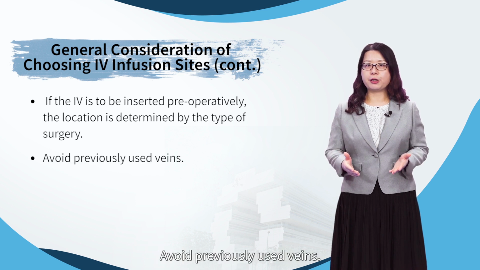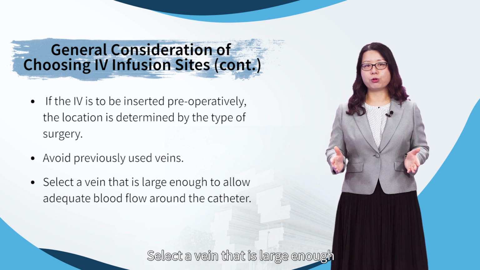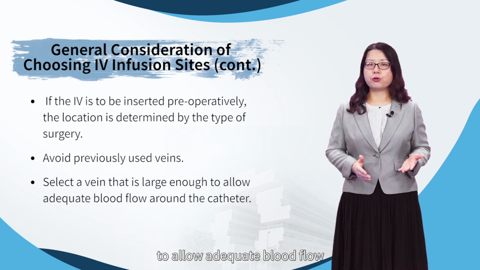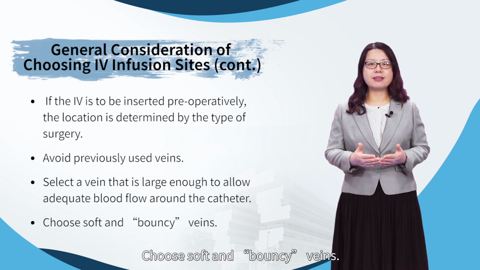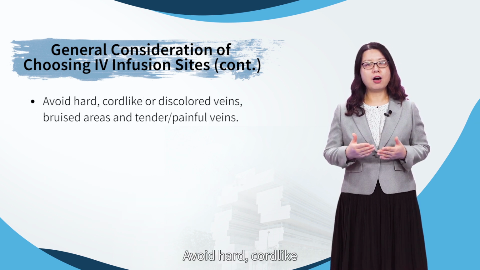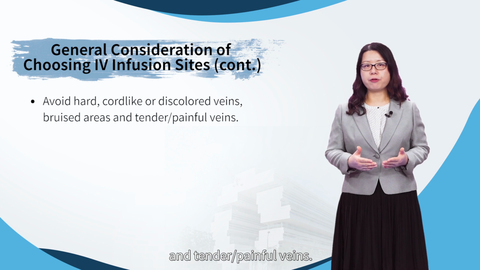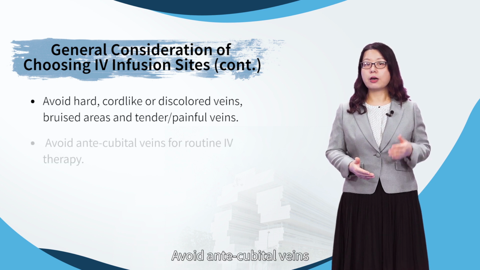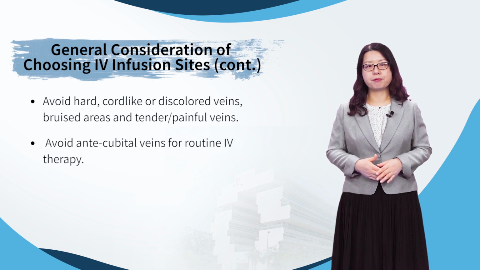Avoid previously used veins. Select a vein that is large enough to allow adequate blood flow around the catheter. Choose soft and bouncy veins. Avoid hard, cord-like or discolored veins, bruised areas, and tender, painful veins. Avoid antecubital veins for routine IV therapy.